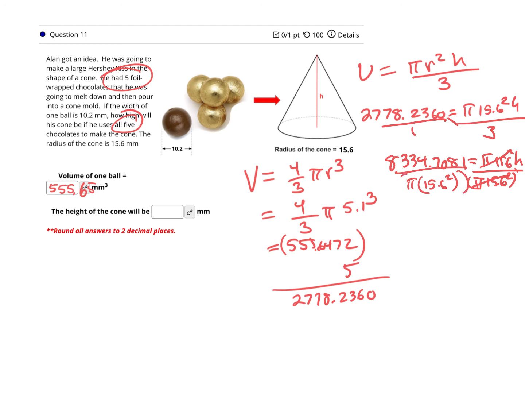Now, make sure in the bottom that you put that all in parentheses before you put it in your calculator. And I'm going to end up with the height equaling 10.9016, so this will just be 10.9.